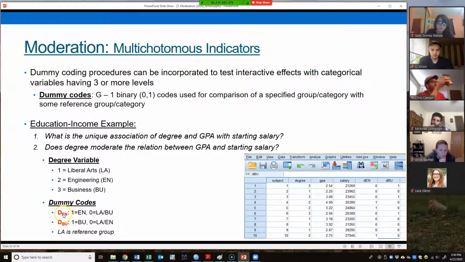I'm going to create a dummy code for engineering, where people who have an engineering degree get a value of 1. If people have liberal arts or business, they get values of 0, okay? Then I'm going to create a dummy for business, and anybody who has a business degree gets a 1. Anybody with a liberal arts or an engineering degree gets a 0. And in this, liberal arts is my reference group.